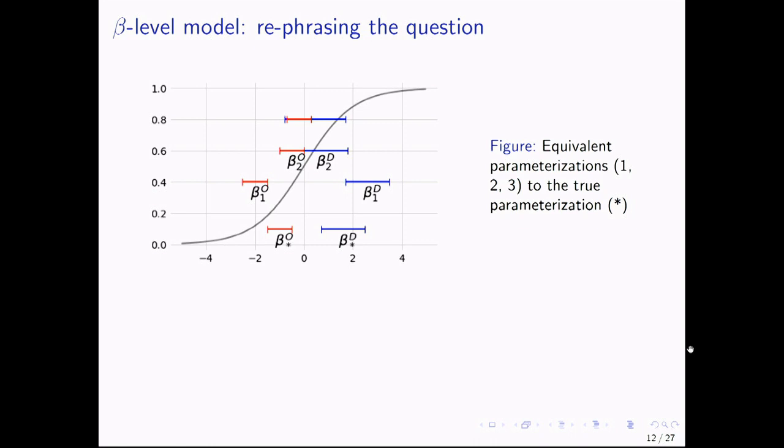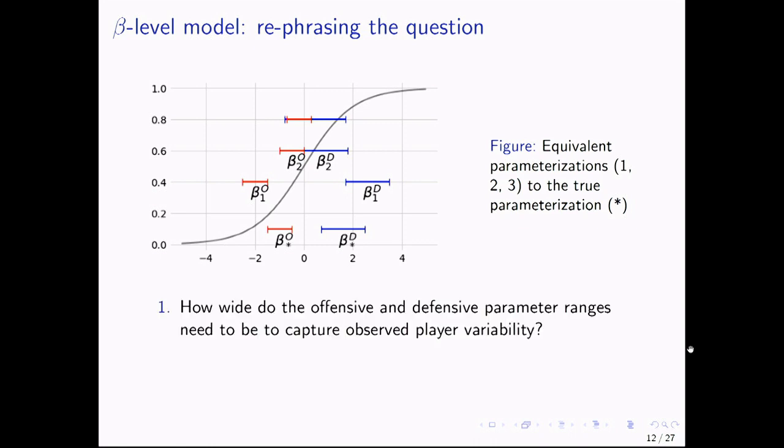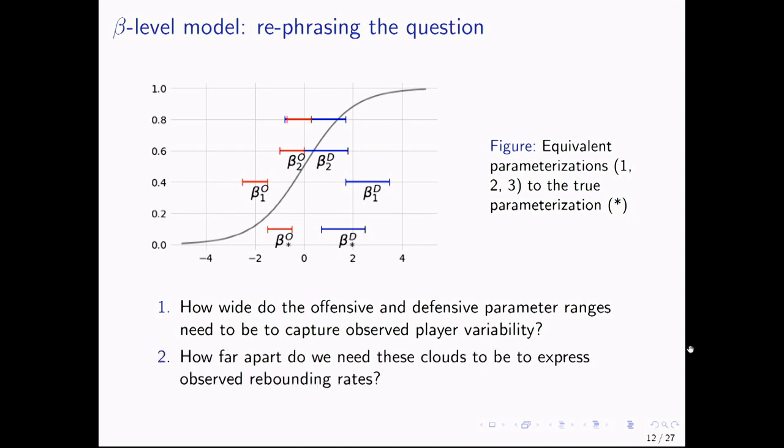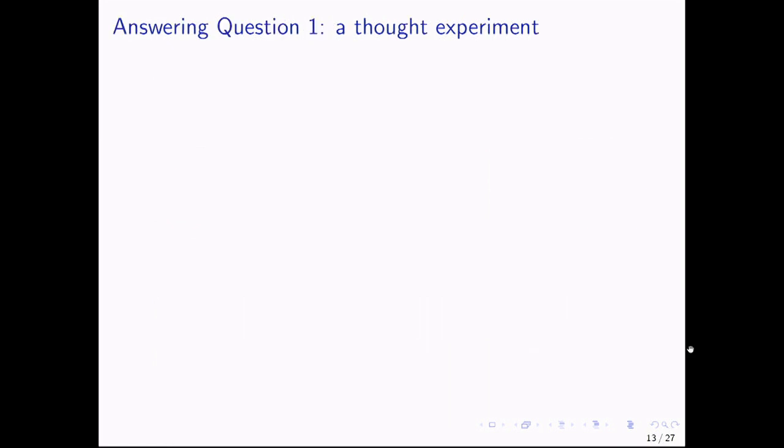So we're going to actually break the problem down a bit further. We're going to rephrase this issue as two questions. One, how wide do these clouds need to be? Because recall, we want to make them as narrow as possible. And secondly, how far apart do the clouds need to be for us to be able to express the relevant probabilities? So to answer question one, I propose a thought experiment.